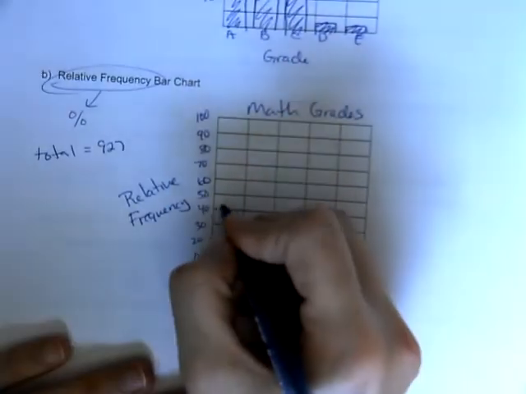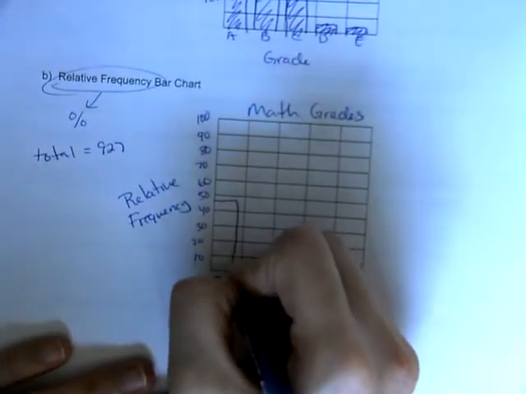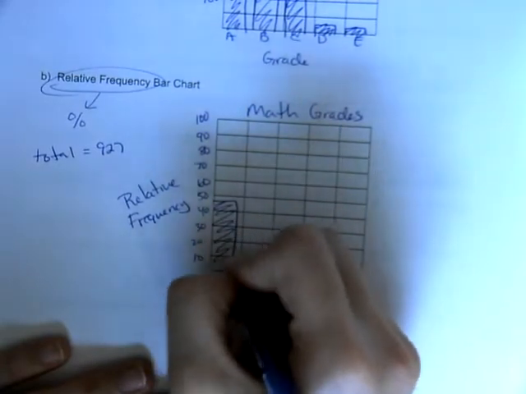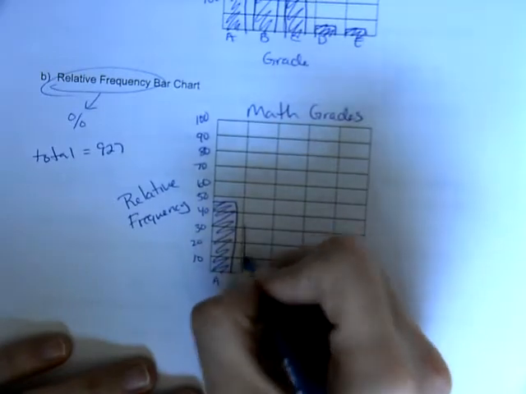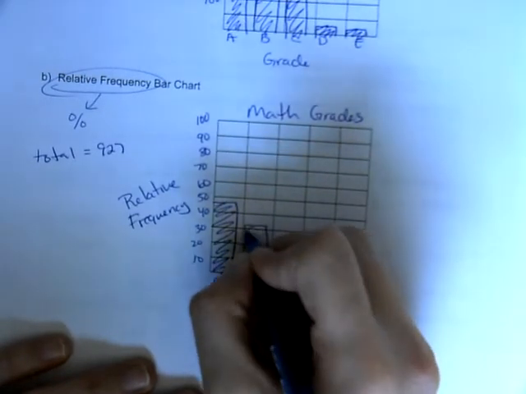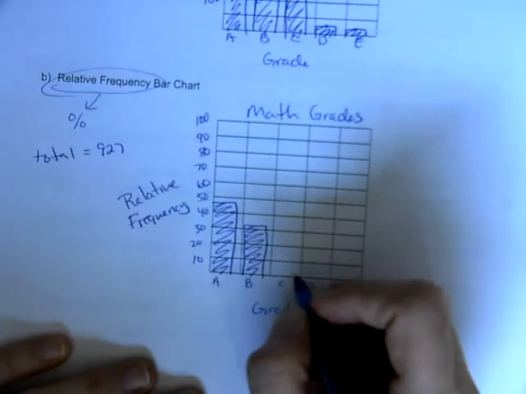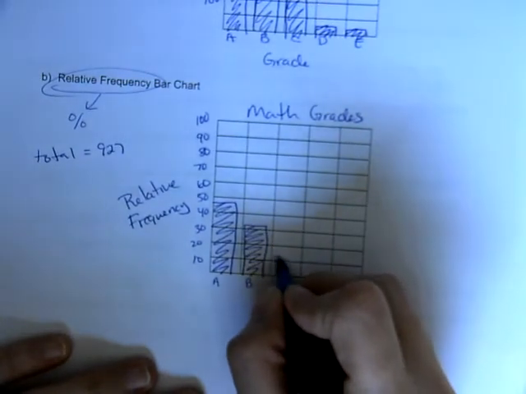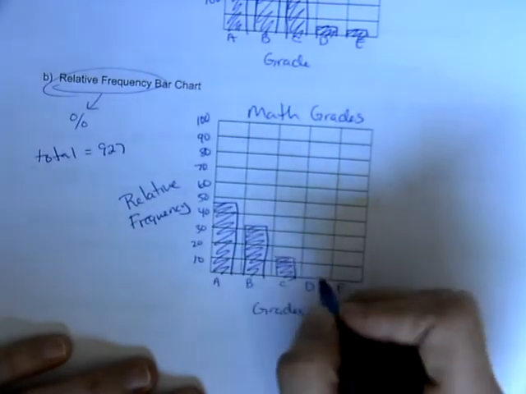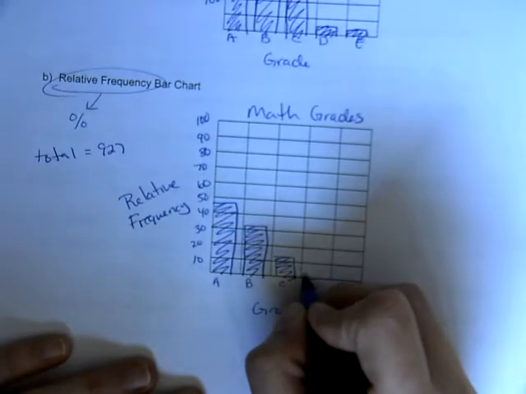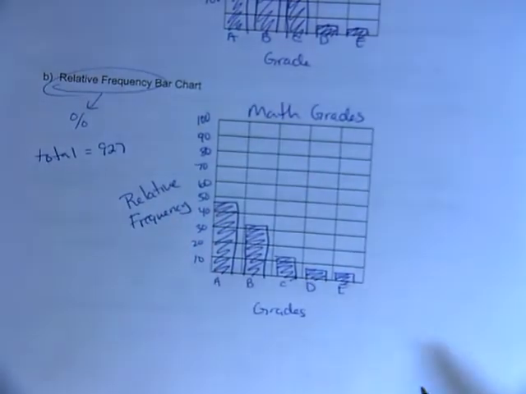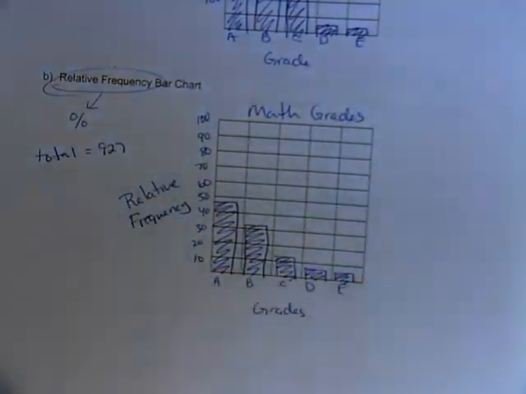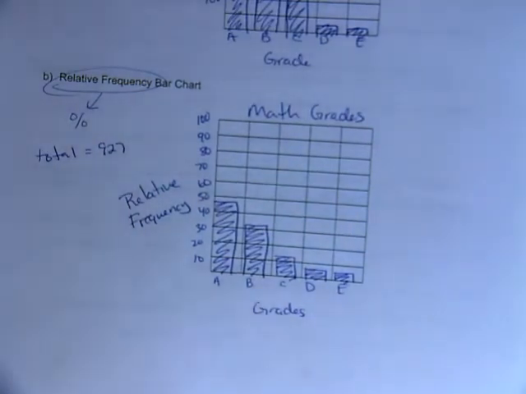So an A grade is just under 50%. A B grade is just above 30%. A C grade is just above 10%. A D is about 8%. And an E is slightly under that. So you still sort of get the same total look, but obviously we're using percentage versus frequency.